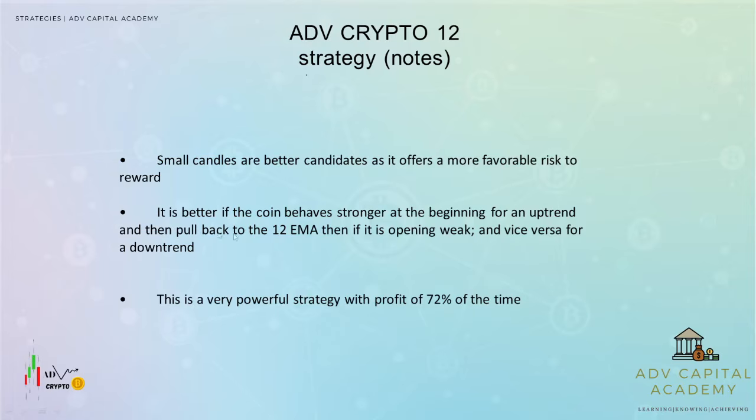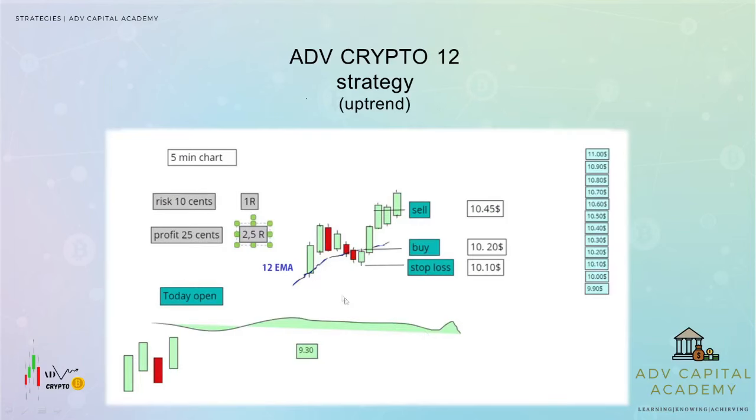Also, it is better if the coin behaves stronger at the beginning for an uptrend and then pulls back to stealth EMA than if it is opening weak, and vice versa for a downtrend. That means that if we see a coin going up and then coming back to stealth EMA, then you are looking to buy, and that is a good opportunity. But if the coin goes just a little up and then comes back, it is not showing any strength and there is no reason for buying those types of coins.